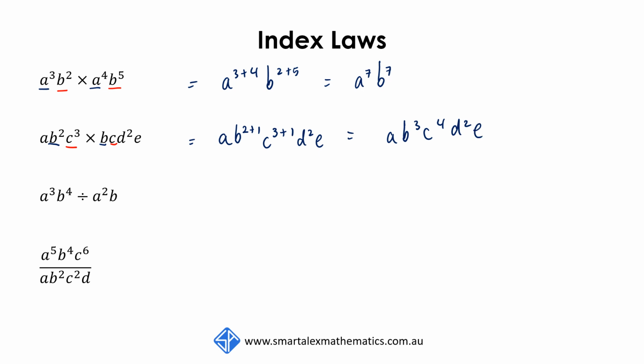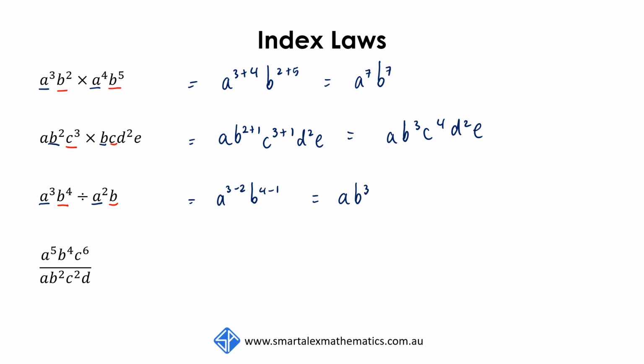The next example, we have got division. Same process, identify the common bases. We've got a cubed being divided by a squared, and we've got b to the 4 being divided by b. And because we're dividing them, we subtract the indices. So we're going to get a to the power of 3 minus 2, b to the power of 4 minus 1. This is a b cubed.